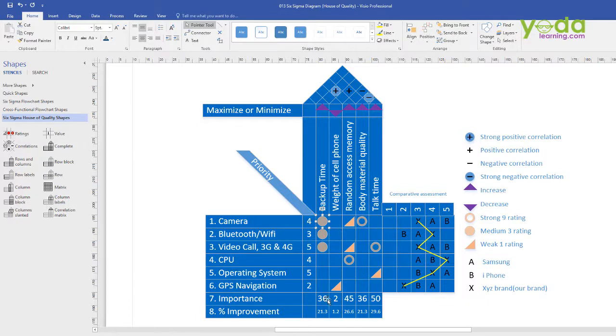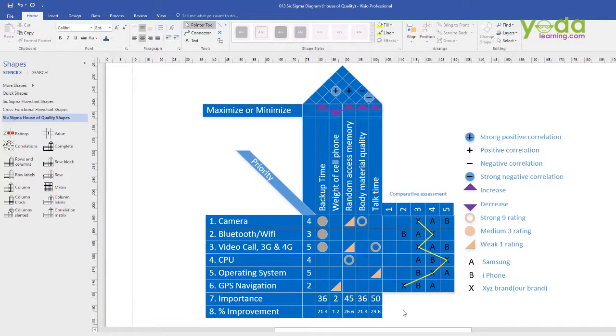Once done, simply add all the answers. And that is 36 plus 2 plus 45 plus 36 plus 50, then divided by the first number, that we get a percentage of improvement that we have achieved. And do the same for the rest, and that's how we see the percentage improvement that we have brought up into the products that we are preparing or generating for the customers.